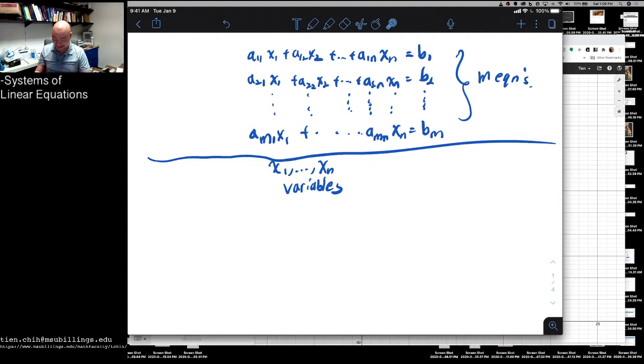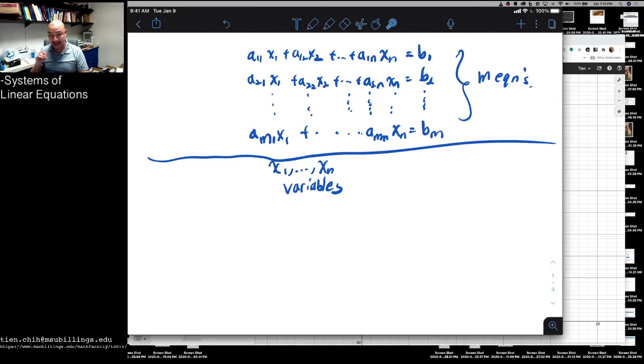x1 to xn, and then we have our first equation here, a11 x1 plus a12 x2 plus and so on, a1n xn, and that's equal to some value. So no products of the variables and no higher powers. And then we have the second equation, a21 x1 plus a22 x2 plus and so on. And then in this case we have m of these equations.